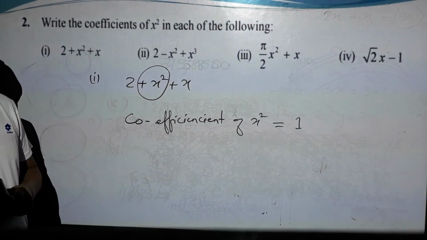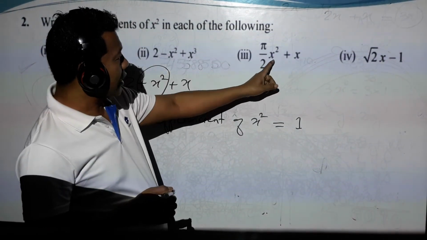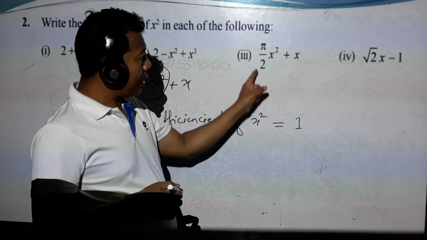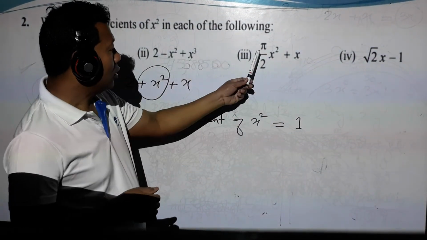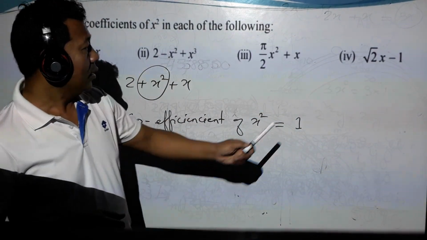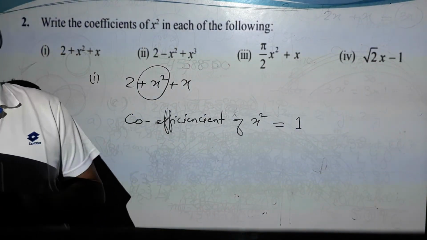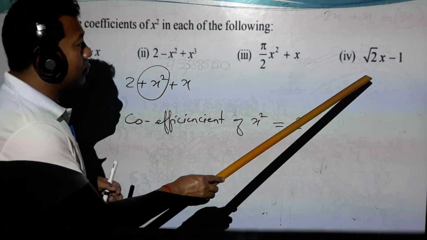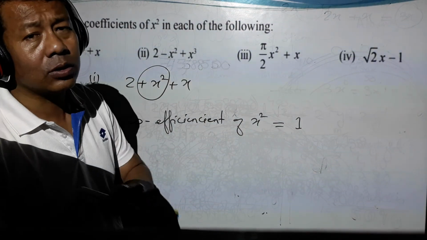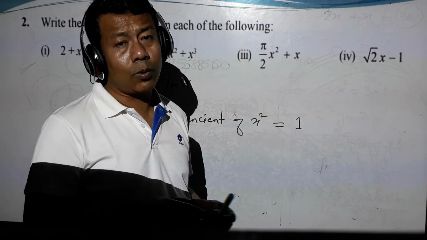You have to be very careful of the sign. What about here? The term containing x squared is pi by 2 x squared. So when you remove this x squared, the remaining part is the coefficient of x squared. So the coefficient of x squared will be pi by 2. See row number 4. There is no term containing x squared. So the coefficient of x squared in this polynomial will be 0.